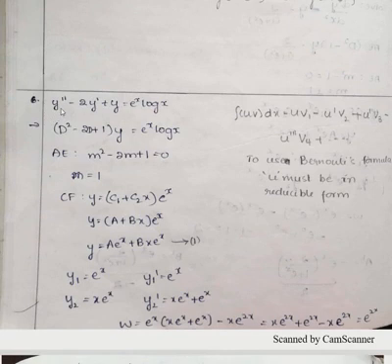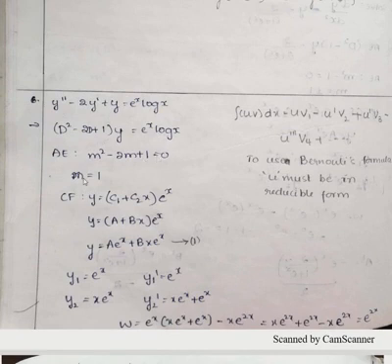Next problem, y double dash minus 2 y dash plus y, that is equal to e power x into log x. Therefore, write this in capital D form. The capital D form is (D square minus 2D plus 1) into y, that is equal to e power x into log x.